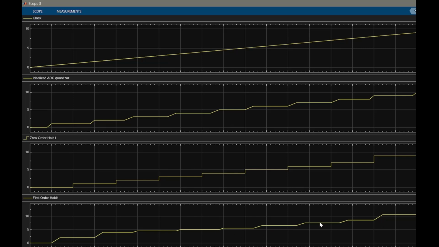So, final comparison between these two methods. The zero order hold simply keeps the sampled value constant. This produces a staircase waveform. It is simple, fast, and widely used in industrial systems. The first order hold connects two adjacent samples using a straight line. It provides a smoother approximation of the original signal, making it more suitable for applications requiring smooth motion or precise signal reconstruction.